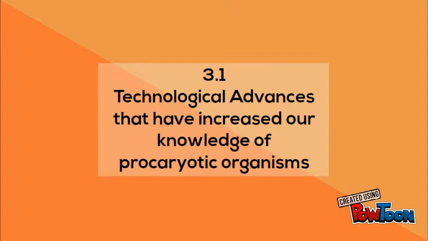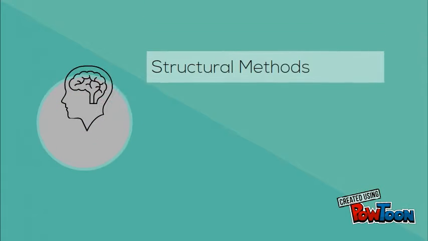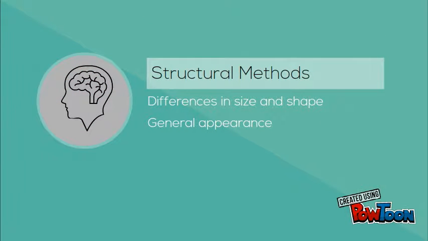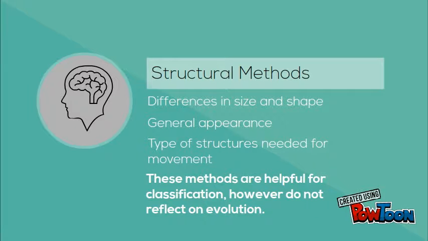Technological advances that have increased our knowledge of prokaryotic organisms. Structural methods include differences in size and shape, general appearance, and types of structures needed for movement. These methods are helpful for classification, however they do not reflect on evolution.